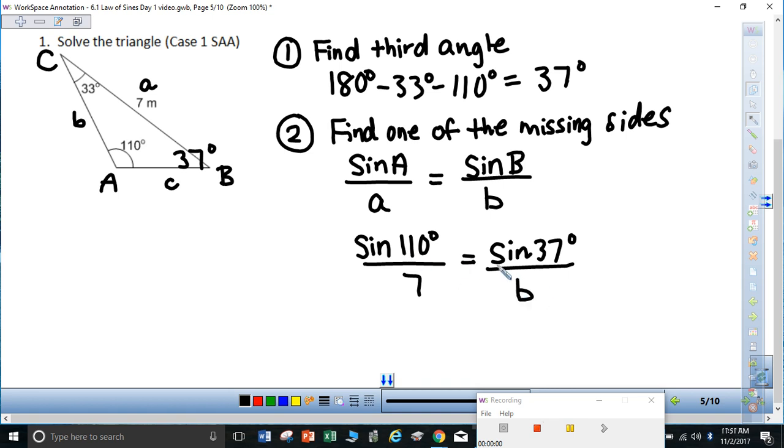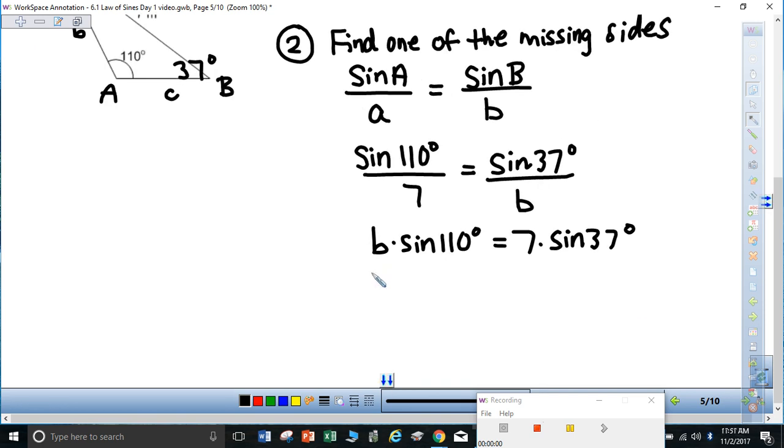This is a proportion. A proportion is a special equation that looks like a fraction equal to a fraction. We can cross multiply and divide to solve this proportion. So first when we cross multiply, we get b times sine 110. On the other side, we get that equal to 7 times sine 37. Okay, to get b by itself, we'll go ahead and divide both sides by sine 110.